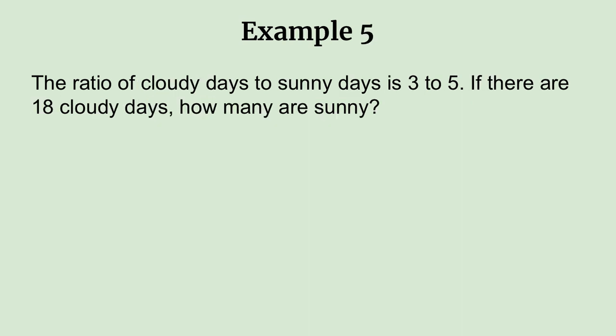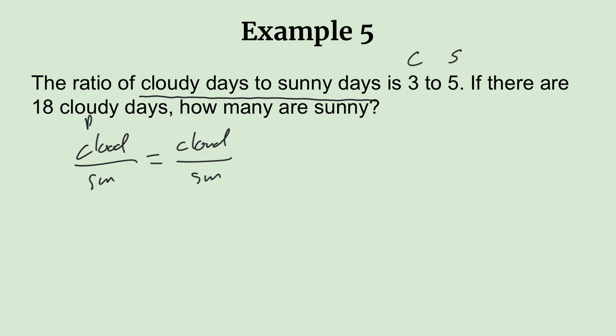The ratio of cloudy days to sunny days was 3 to 5. If there are 18 cloudy days, how many sunny days are there? So it's cloudy days to sunny days. That means this is cloudy, this is sunny. So we'll have cloud over sun equals cloud over sun. This first one will be our ratio that we're given. The second one is using the actual amount or total that we're given in the problem. So it's 3 to 5 equals, and we're told that there are 18 cloudy days. So how many sunny days are there?